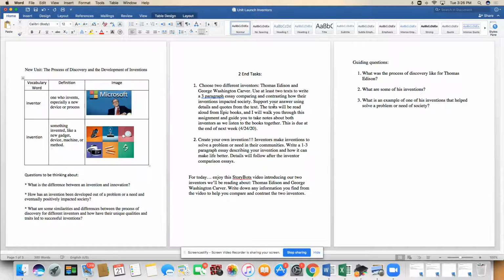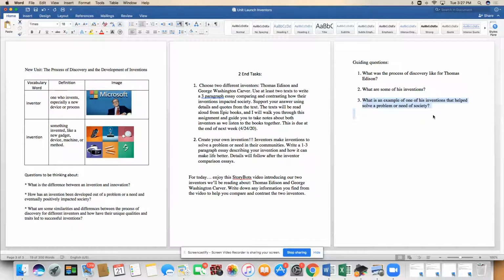So today, as we're reading the Thomas Edison book, I want you guys to be taking notes on his inventions, on how they impacted society, and any other important details that you find as we read together. Right here I have guiding questions for you for the book, and we're going to check in on these as we read. The first is, what was the process of discovery like for Thomas Edison? Our next guiding question, what are some of his inventions? And finally, what is an example of one of his inventions that helped solve a problem or need of society?